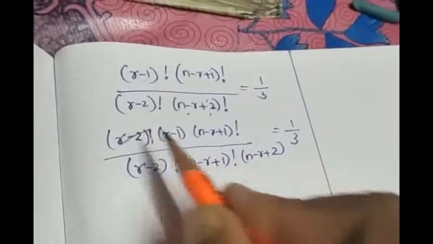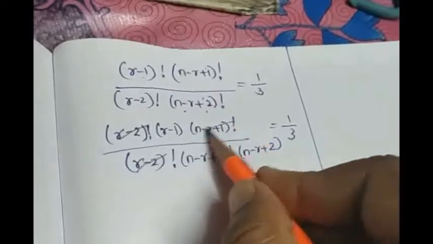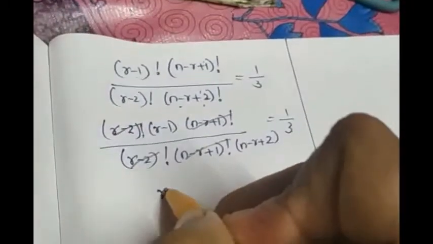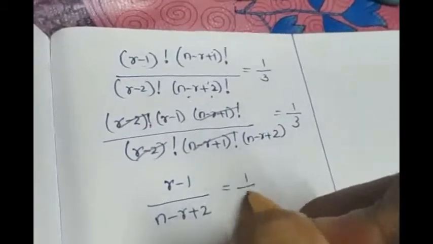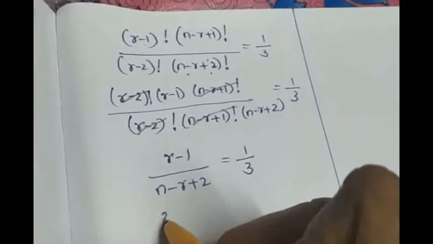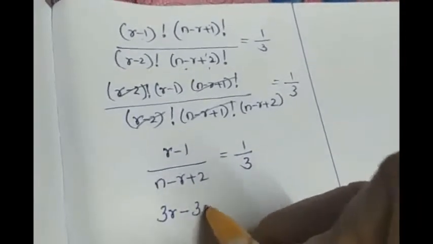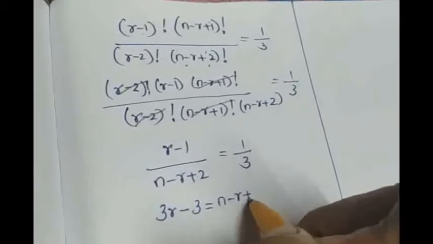So do the cancellation. Which all terms can be cancelled? (r minus 2) factorial will get cancelled. (n minus r plus 1) factorial gets cancelled. What is the balance? (r minus 1) by (n minus r plus 2) is equal to 1 by 3. Just cross multiply. So what we get? 3r minus 3 is equal to n minus r plus 2.